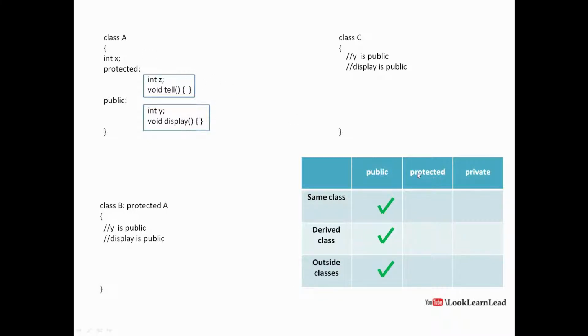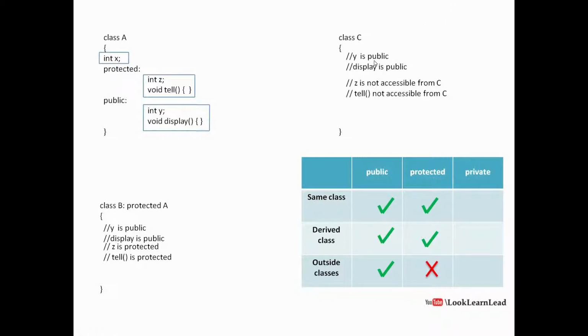The protected members of a class are accessed within a class by the derived class. See, z is protected, so it can be accessed, and tell is protected, so it can be accessed, but it cannot be accessed by class C. The protected members of any class cannot be accessed by any outside class. The protected members can be accessed only by the derived class. That means B can inherit the public and protected members of class A, and C can inherit only the public members of class A.